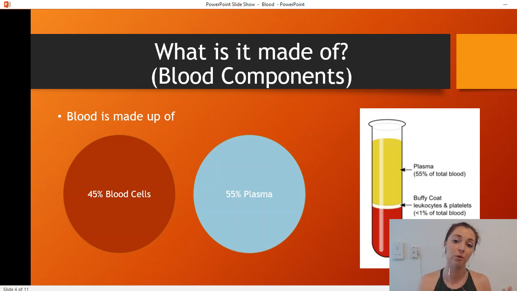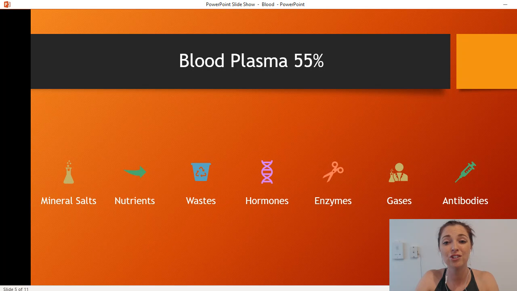55% of that is made up of plasma, and 45% is made up of blood cells. So what is plasma? To look at, it's like a thick, watery, viscous kind of fluid. It's not clear. It's a little bit strawy coloured. And what is actually contained in it?